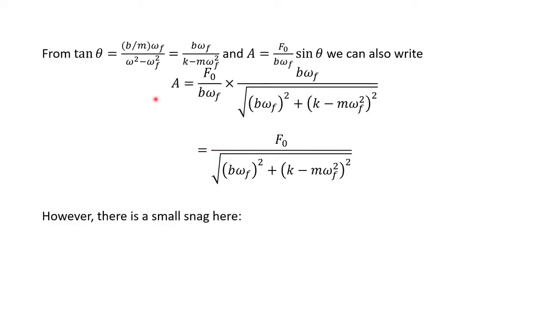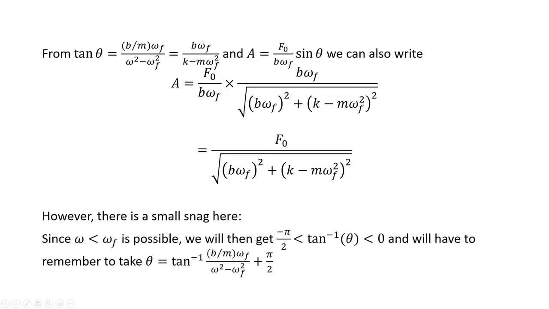So in other words, if this term is negative, which happens if omega is less than omega f, then theta calculated from this just with tan inverse will get a negative value, which means A would have to be negative for this equation to be satisfied, which will be in contradiction with this expression if we choose to use this expression for A. So all we've got to remember here is, if we're using this expression for A, then we should remember to take a plus pi over 2 when we calculate the tan inverse.